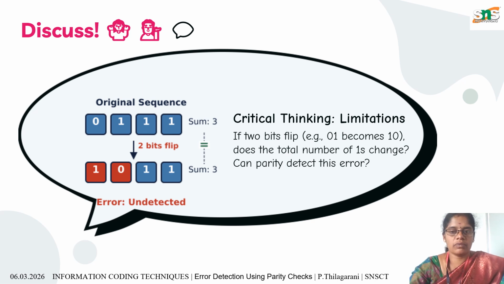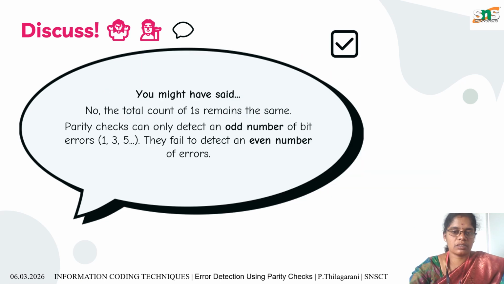the total number of ones change? Can parity detect these errors? No, the total count of ones remains the same. Parity checks can only detect an odd number of bit errors: 1, 3, 5. They fail to detect an even number of errors.